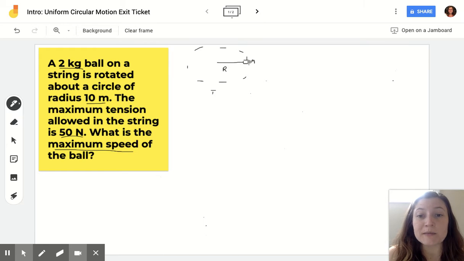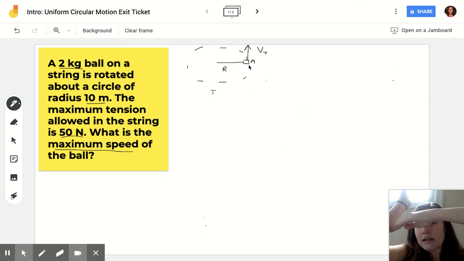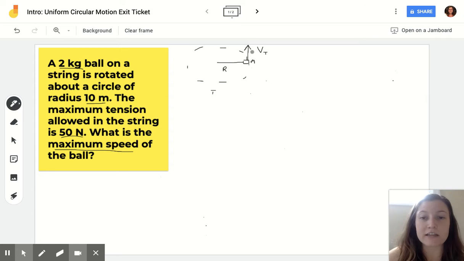So we're asked for maximum speed in uniform circular motion. We are talking about the tangential velocity, which is the velocity of the object tangent to the circular path. Tangent means that there is a 90-degree angle between the path and the tangent line. If the string were to break, that object would move in a straight line along that velocity vector. So we're going to figure out what that maximum speed is.